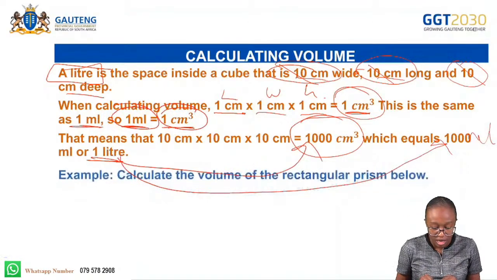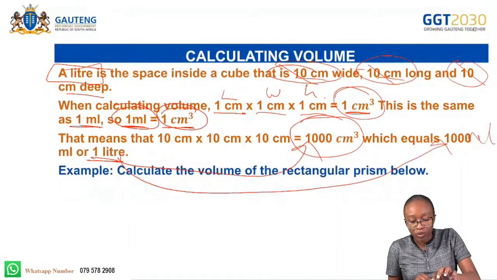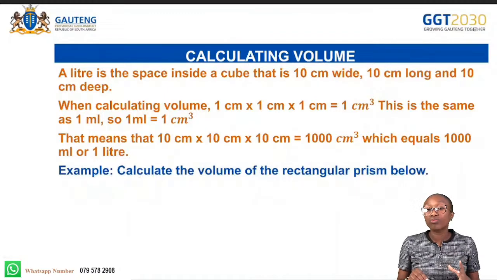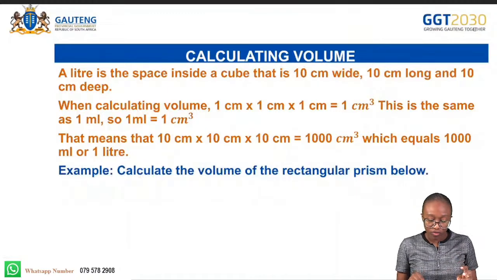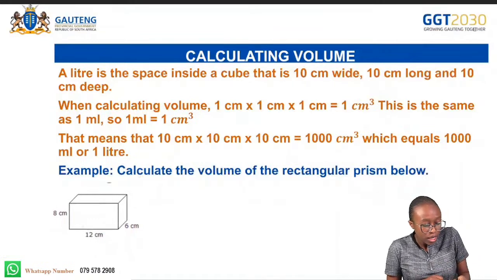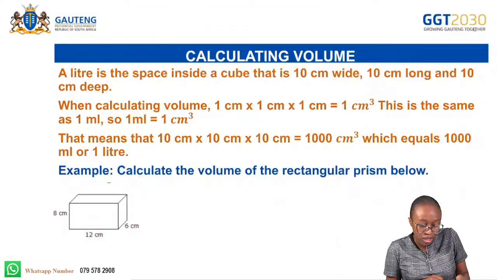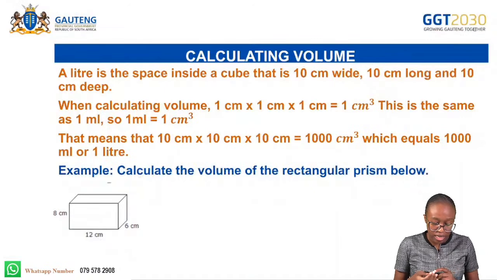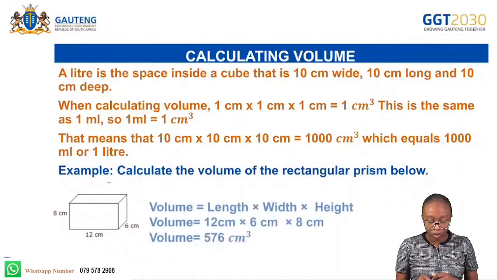All right, now here is an example. Let me quickly erase the ink that I've just written all over here. How would you calculate the volume of the rectangular prism below? There is the rectangular prism. It is 12 centimeters long, 6 centimeters wide, and 8 centimeters deep. How would you calculate the volume of this rectangular prism?